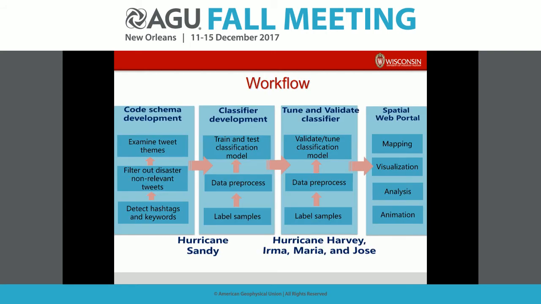So here is the workflow to develop the proposed system. The first step is to develop the code or classification schema by examining the social media data posted during disaster events, followed by the classification model development. It is to be noted that, in order to make sure the classification model developed based on one event can also work on other events, so useful information can be retrieved in a timely way, we utilize one event's data to build the model, in this case Hurricane Sandy, and utilize the data generated from many other events to verify and improve the model to make sure it will work on different similar events. And after that, we can utilize the spatial web portal to visualize and analyze the data in a real-time fashion.